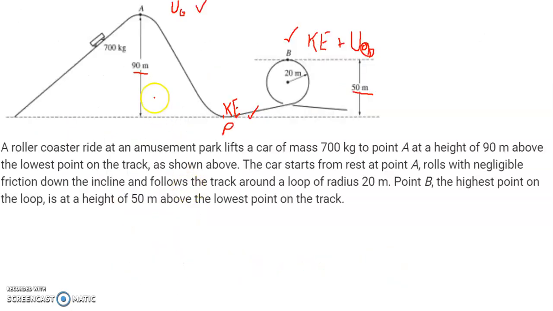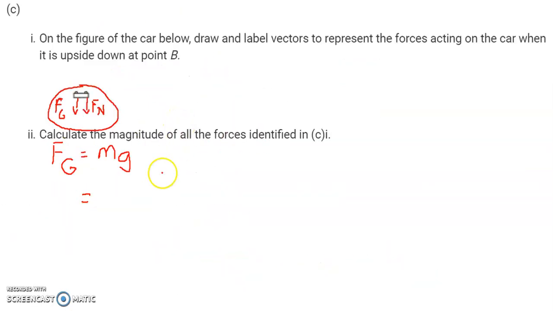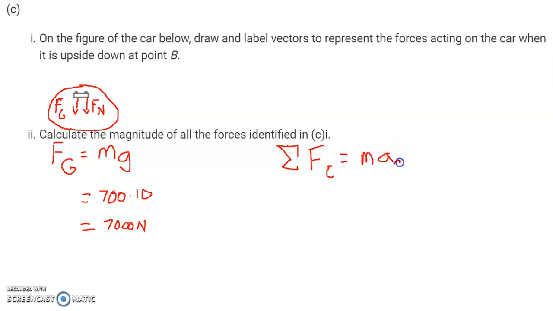Now the cart was a 700 kilogram cart. So this is 700 times 10, or you can use 9.8. So this force of gravity is 7,000 newtons. It comes out to 6,860 if you use 9.8. How do we figure out force normal? We would need Newton's second law, and we're going to use Newton's second law for centripetal motion, or circular motion. So that says that the sum of the centripetal forces equals mass times the centripetal acceleration.